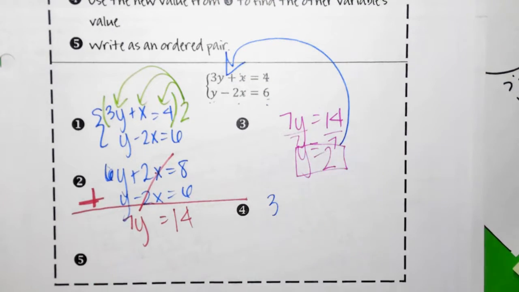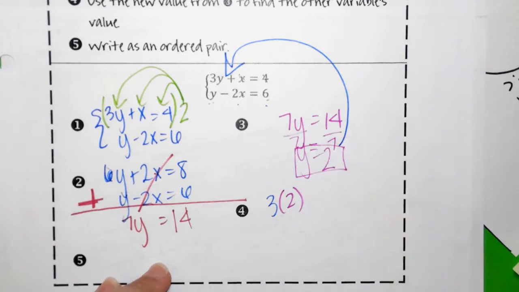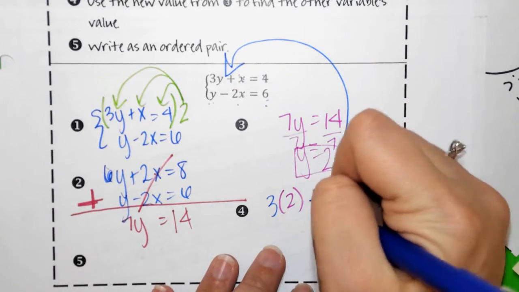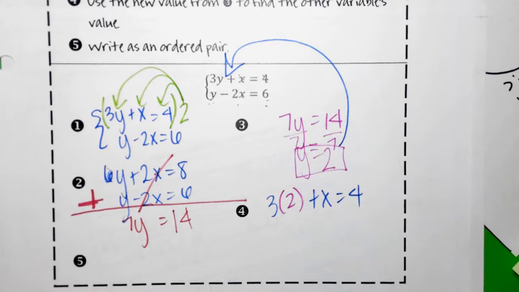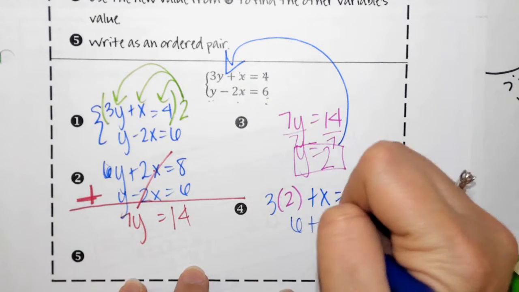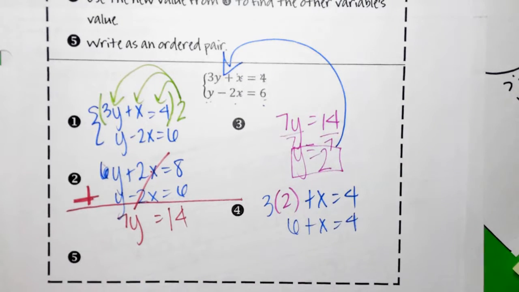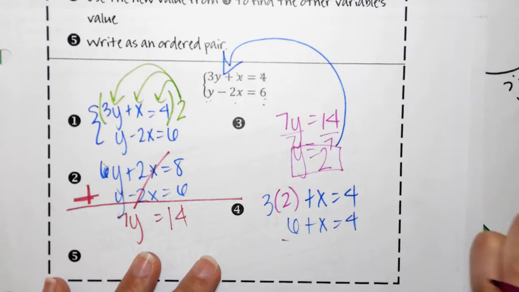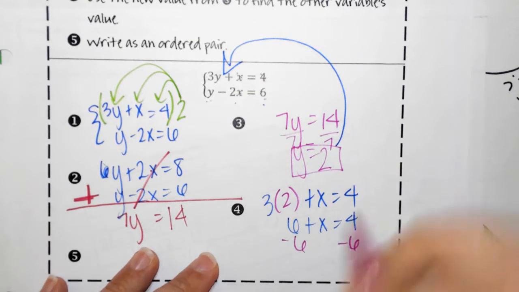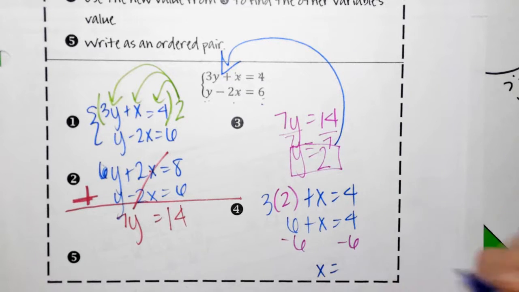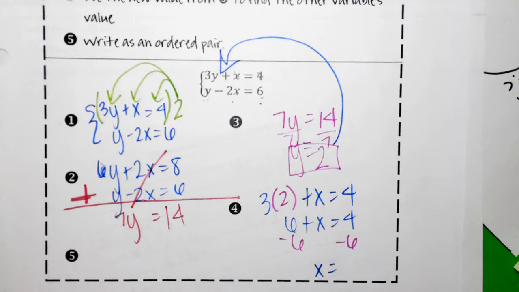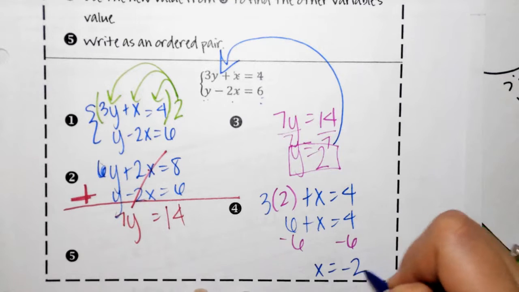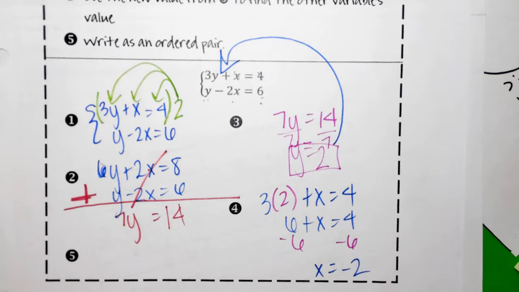So that's going to be 3 times 2 plus x equals 4. What's 3 times 2? How would we get x by itself? Subtract what? So x equals negative 2. Now, how do we write our answer? What is the solution to a system? A point. All right, so how do we write it? Curtis?